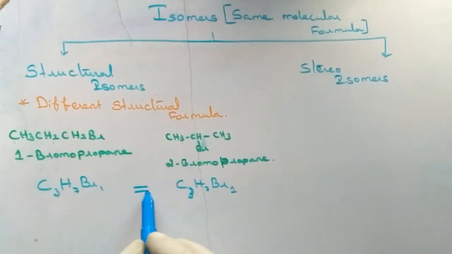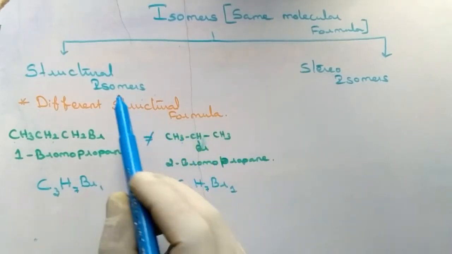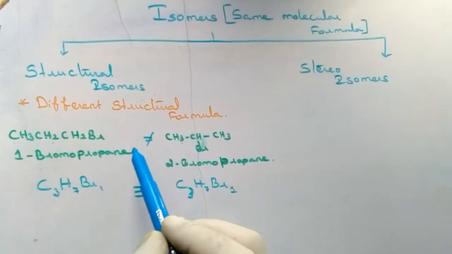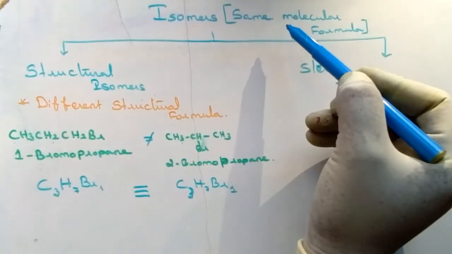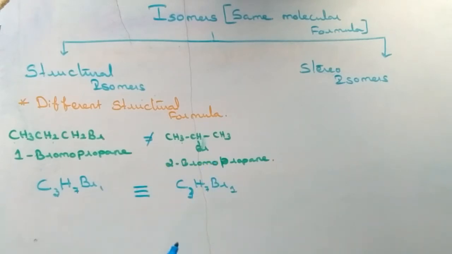So the molecular formula for both of these is the same, but the structural formula is not the same. That's why they are called structural isomers. Structural isomers are compounds having the same molecular formula but different structural formulas.